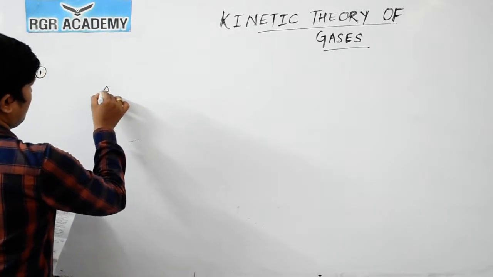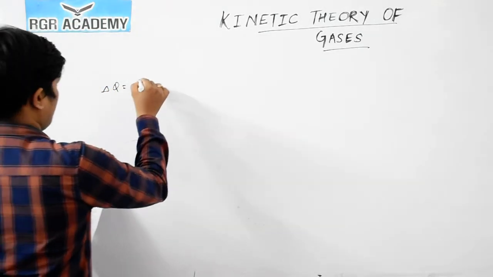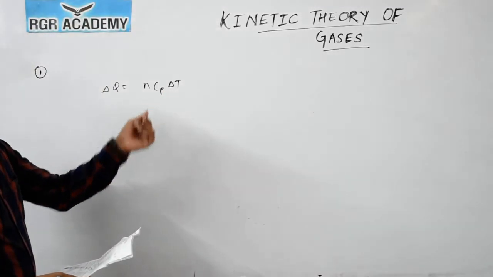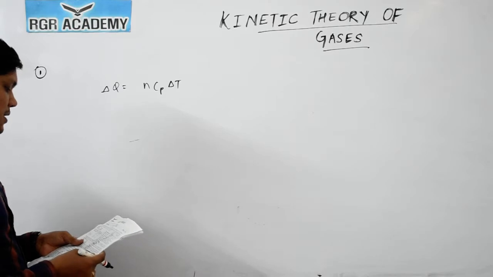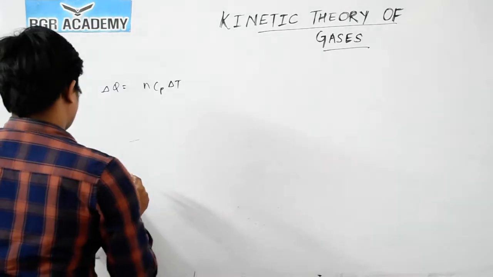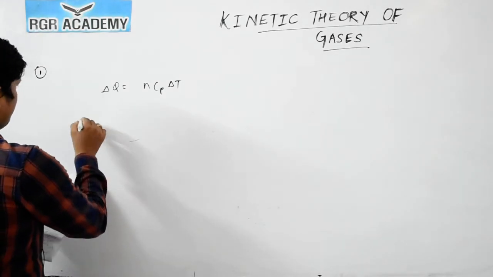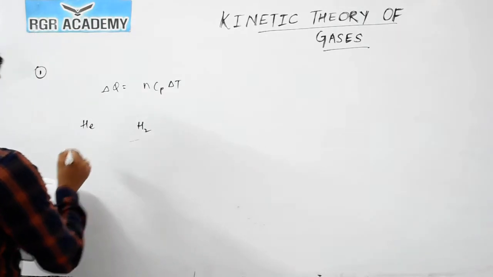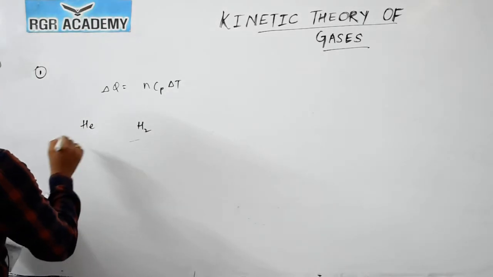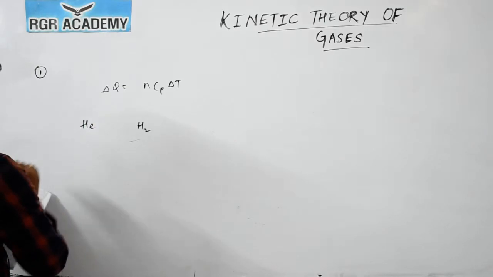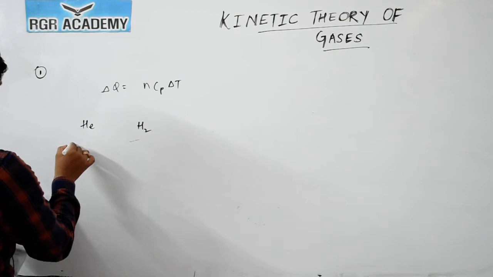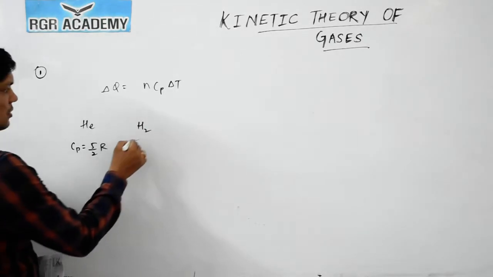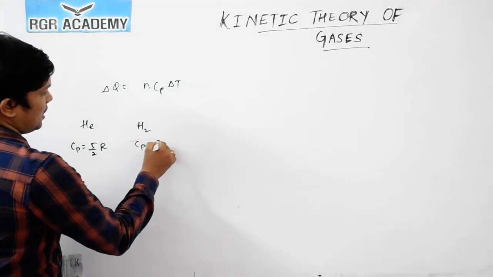So we know that the amount of heat we can write down as n Cp delta T, where Cp is the specific heat at constant pressure, and delta T is the change in temperature. Two gases are given, 1 mole of helium and another gas, hydrogen. For helium, a monatomic gas, Cp is 5 by 2 R. For hydrogen, a diatomic gas, Cp will be equal to 7 by 2 R.